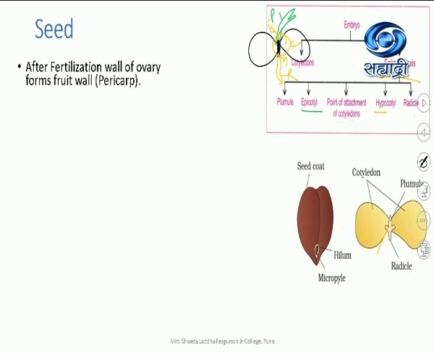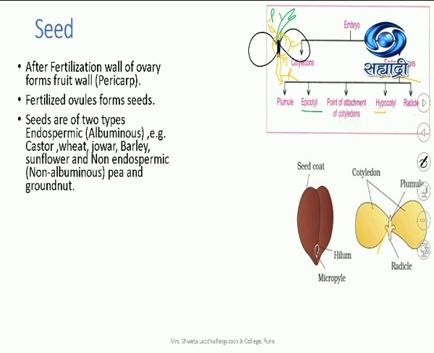After fertilization, the wall of the ovary will form the fruit wall, which is called the pericarp. You have studied the structure of pericarp last year in 11th standard. Okay, so pericarp is the fruit wall which consists of epi, meso and endocarp. Fertilized ovules, after fertilization, the ovules will form the seed.